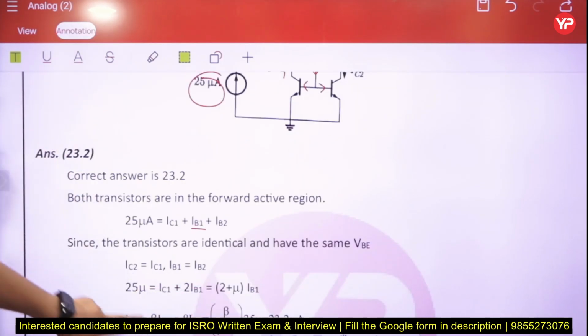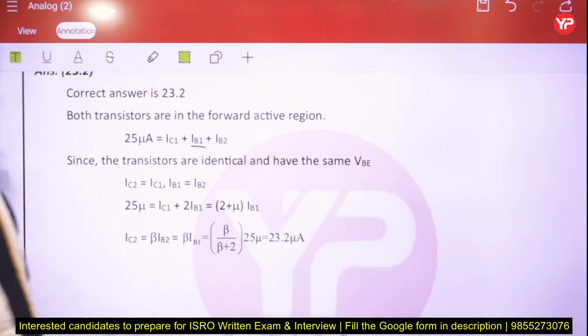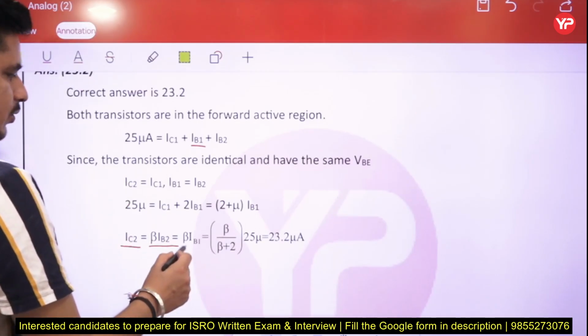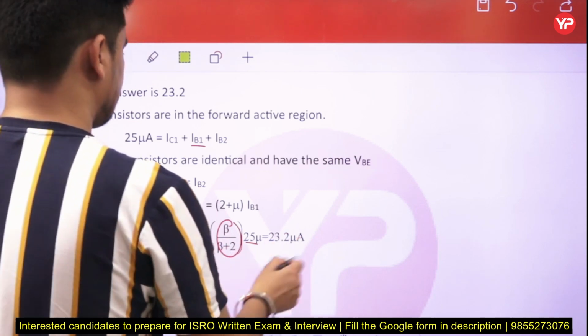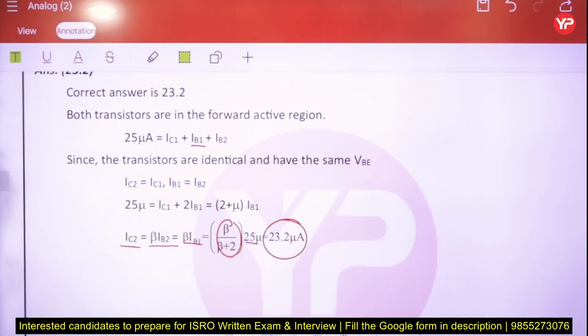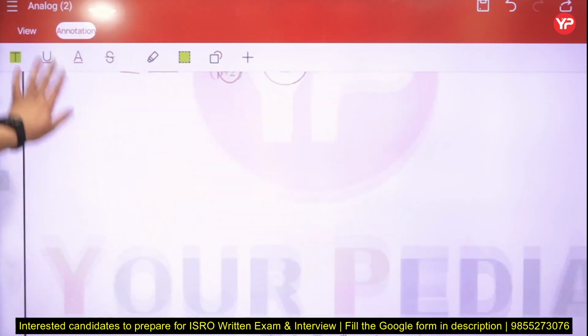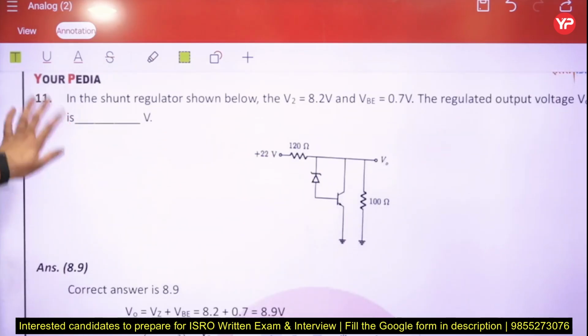So we put these values and we use the formula that IC2 is beta times IB2 and IB1, and that will be beta upon beta plus 2 times 25. If you solve it, you will get the value of this one, right? Like that. Yeah. That is the current mirror circuit with finite beta. You know that formula easily.